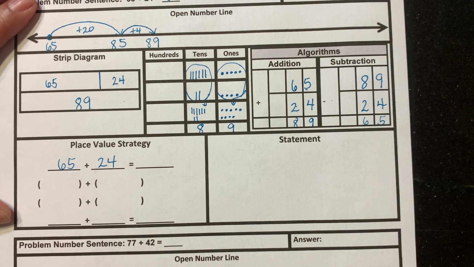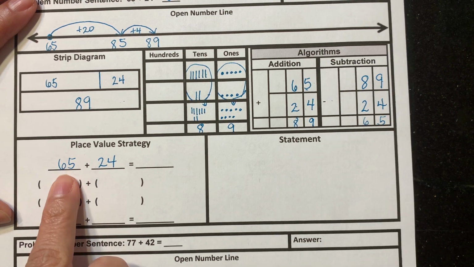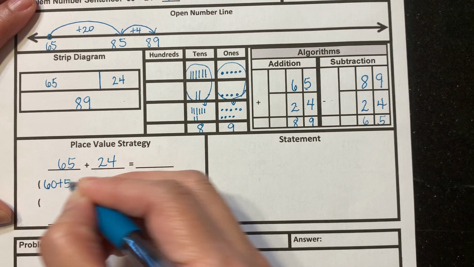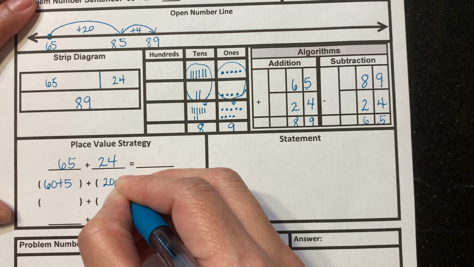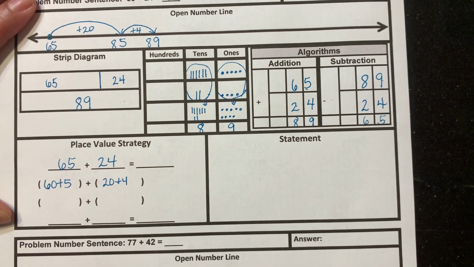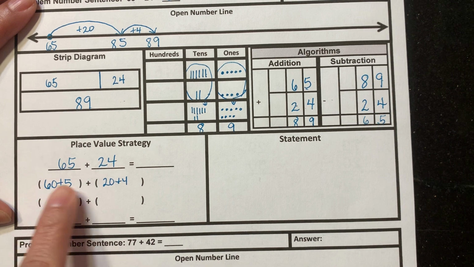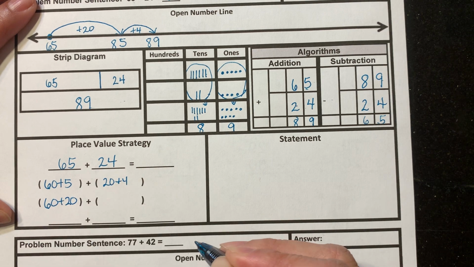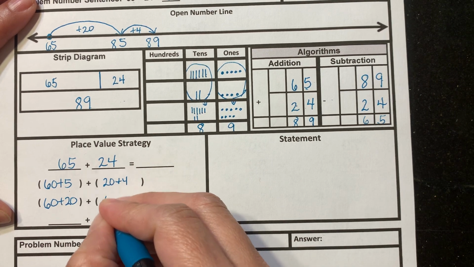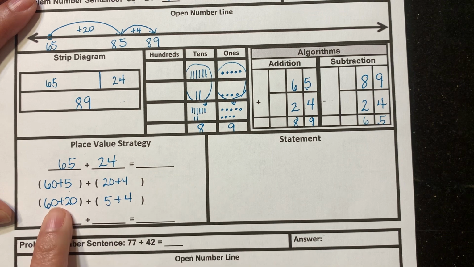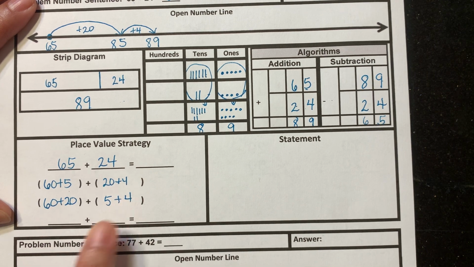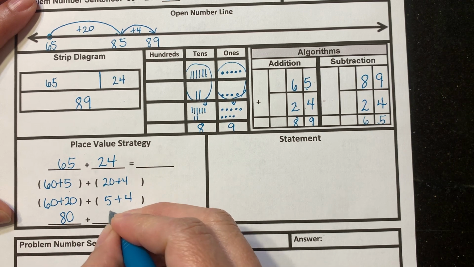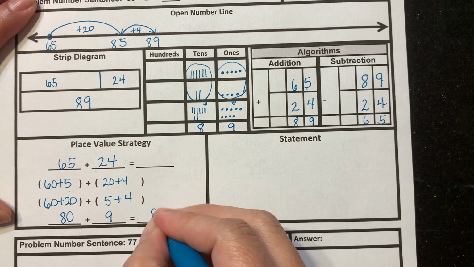Okay, first I got to decompose both the number 65 and 24. So I'm going to go ahead and decompose this one by 60 plus 5. And this one is 20 plus 4. Okay, the next thing I do is I combine my 10s. I have a 60 and I have a 20. And then I combine my 1s, 5 plus 4. So here are my 10s and here are my 1s. 60 plus 20 is 80. And 5 plus 4 is 9. When added together, I get 89.